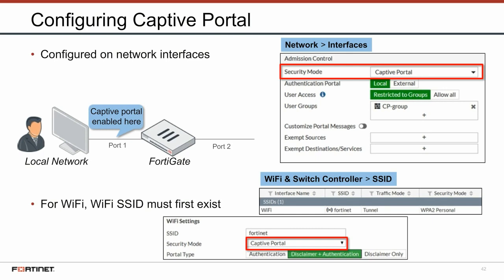You can configure Captive Portal from the Interfaces page. Select the required interface. On the Admission Control page, from the Security Mode drop-down menu, select Captive Portal. Note that if you are configuring Captive Portal for a Wi-Fi network, the Wi-Fi SSID must first exist. Captive Portals are not compatible with interfaces in DHCP mode.